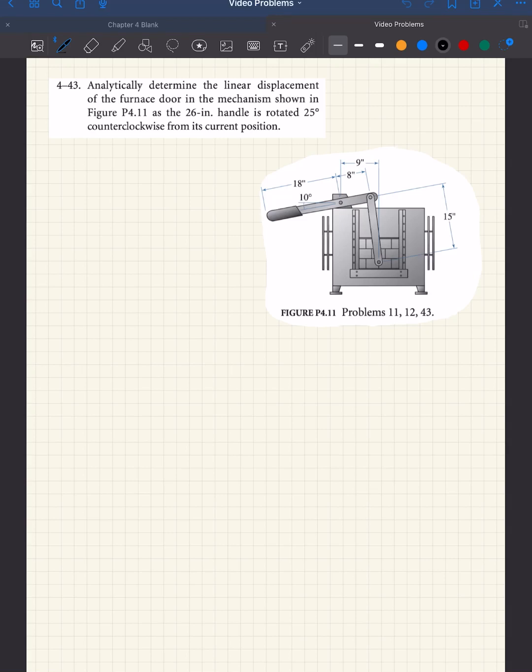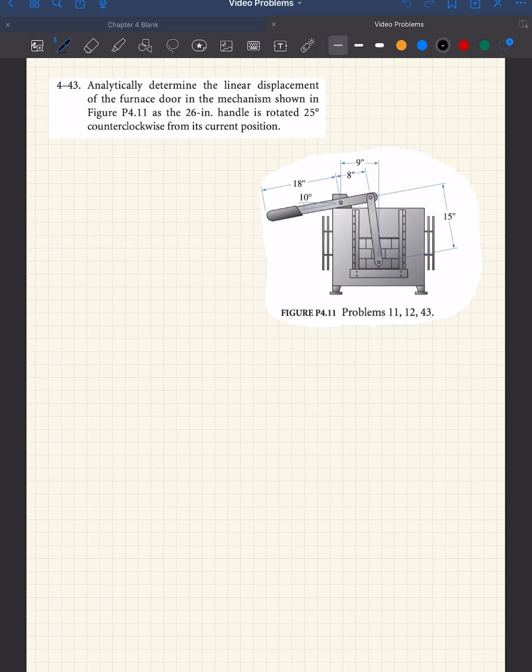Okay, so let's take a look at problem 4-43. This furnace again, more specifically, the mechanism of the handle controlling the furnace door. We looked at this problem graphically, so let's take a look at this analytically. So, analytically determine the linear displacement of the furnace door in the mechanism shown in the figure, as the 26-inch handle is rotated 25 degrees counterclockwise from its current position.